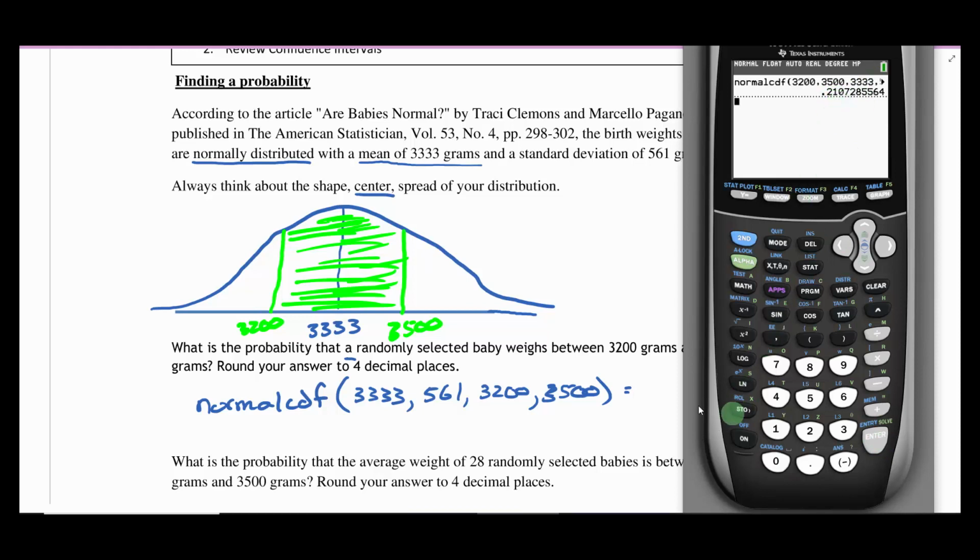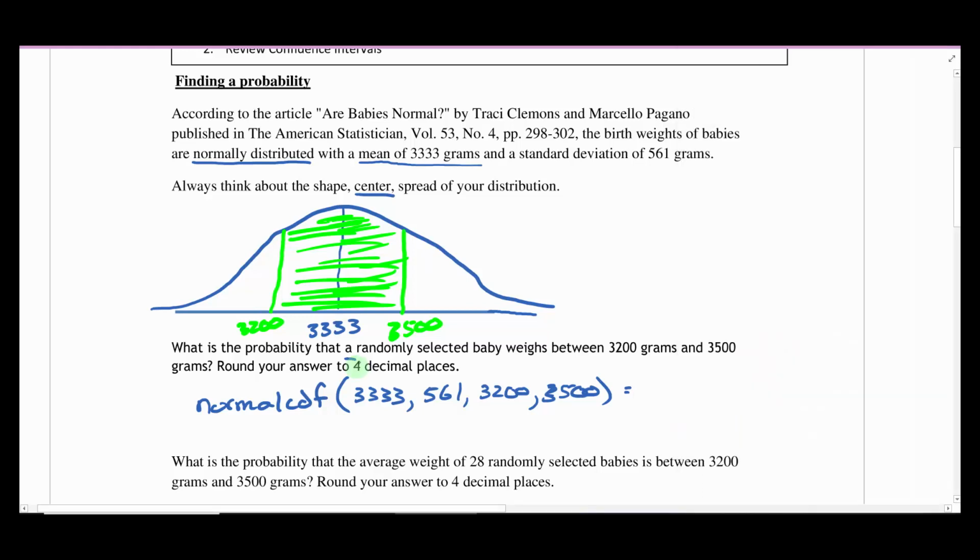So we're going to say 0.2107 because it wants 4 decimal places. So we would say, in proper notation, the probability that a baby, which we'll say is X, is in between 3,200 and 3,500 grams is about 21%. Okay, so pretty easy, right? But you've got to pay attention to the wording.